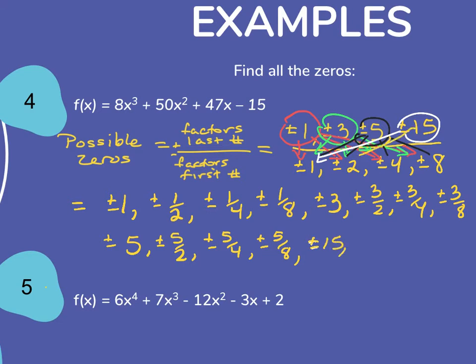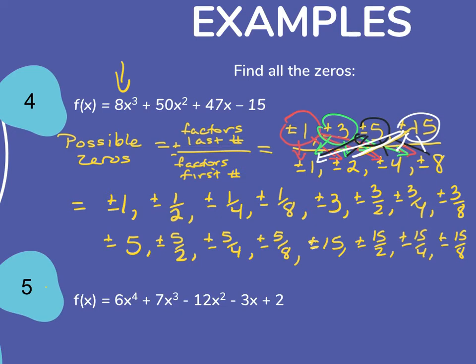Then the 15 over the 2, the 4, and the 8. So plus and minus 15 over 2, plus and minus 15 over 4, plus and minus 15 over 8. Wow. We have 32 numbers we need to check to see which of these 32, 3 of them are going to work. Now, when we used to do this in class, we would give you a question like this.